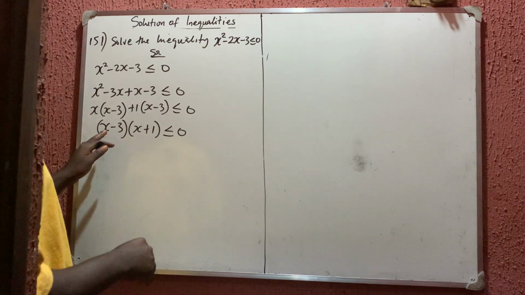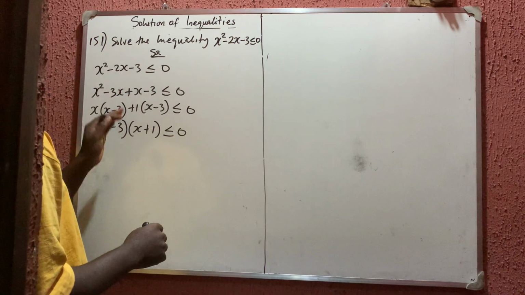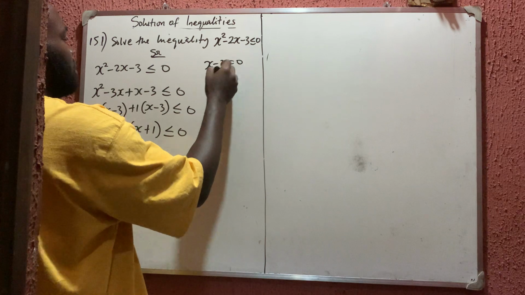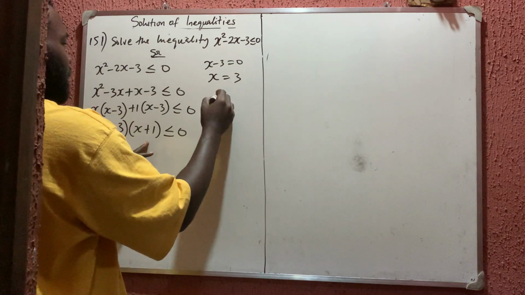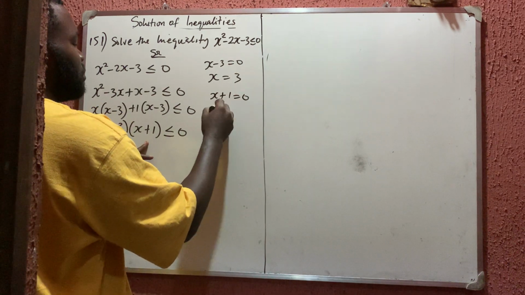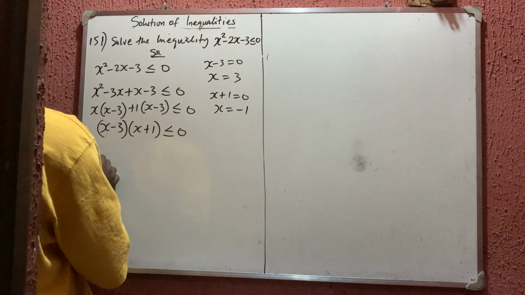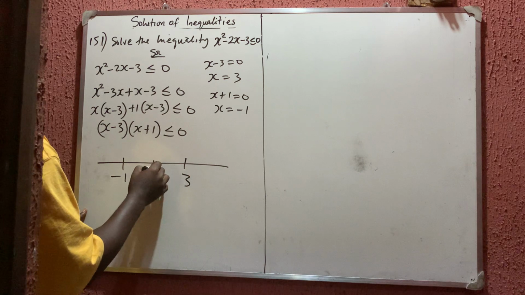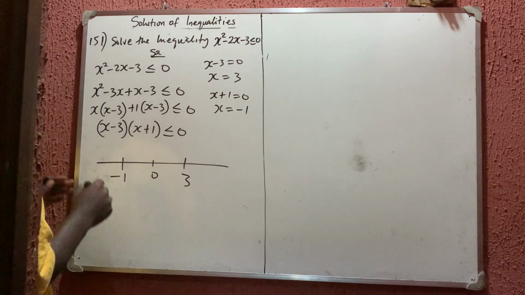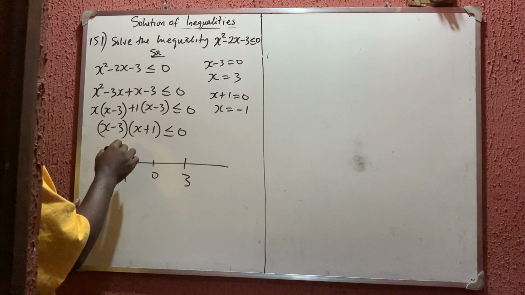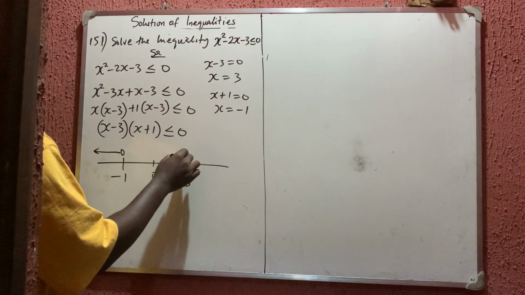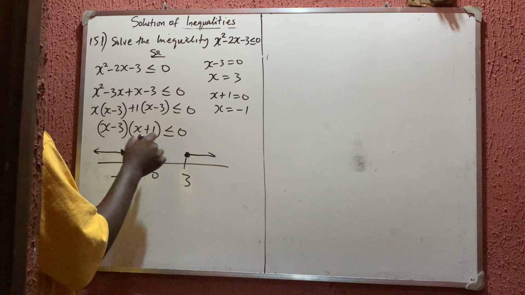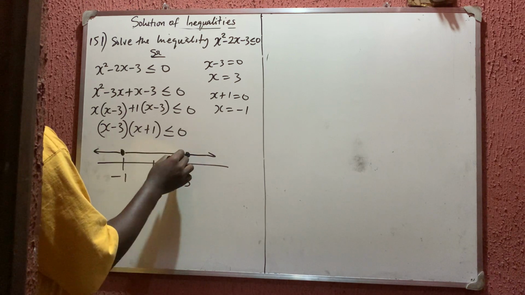Now, the critical points here, in quadratic inequality, we need critical points. The critical points here are what? x minus 3 is equal to 0 to show that x is equal to 3. And x plus 1 is equal to 0 to show that x is equal to minus 1. So the two critical points I have are minus 1 and 3. Don't forget that 0 is in the middle here. So the three regions I'm testing, I'm testing from here moving like this, from here moving like this. In fact, let me shade it to show that there is equal to. Then I'm testing inside here.